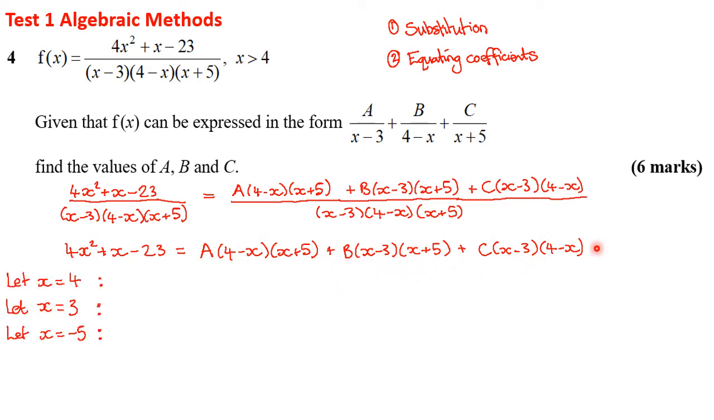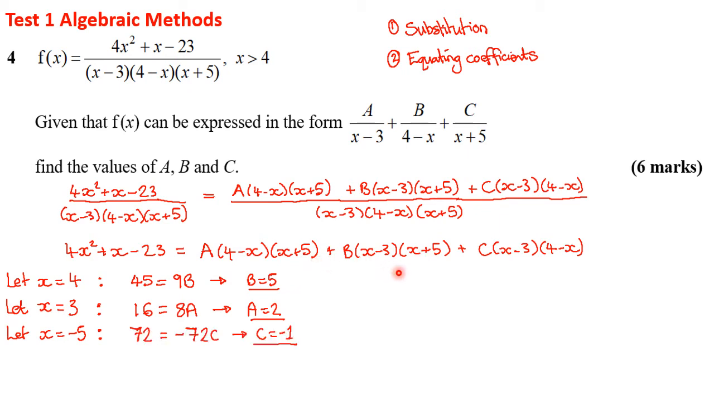Now by substituting in different values of x, we say when x is 4, we can see the bracket with the term in a will disappear and the term in c will disappear. So x equals 4 leaves us, for the left hand side, 45 is 9b, we get the answer b is 5. When we let x equal 3, we get rid of our terms with b and c, and we get a equals 2. And when x is minus 5, we get rid of our terms with a and b, and we get our answer. So fairly straightforward. I would write out f(x) again for completion with the values of a, b and c in.